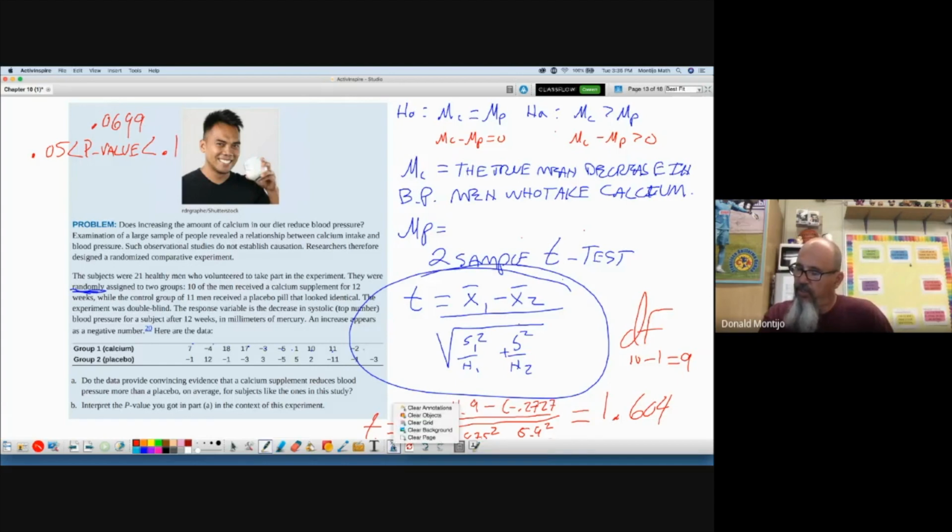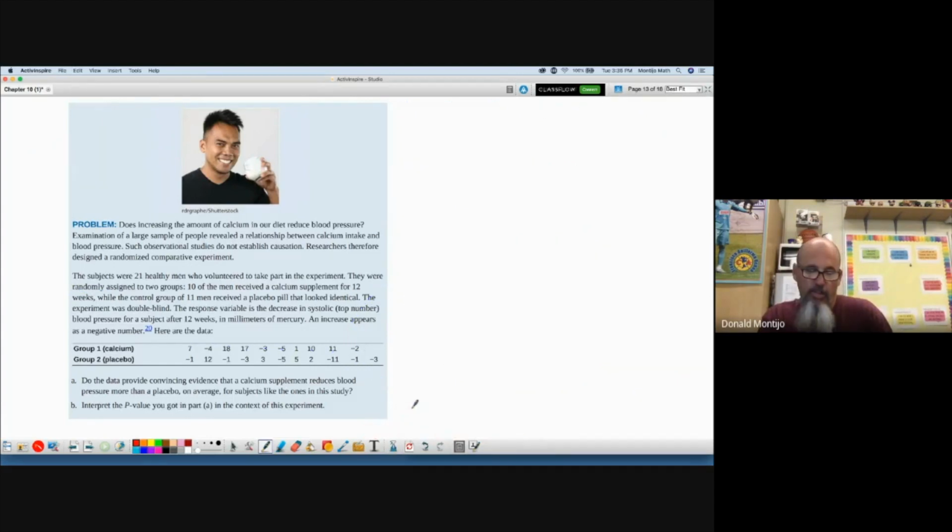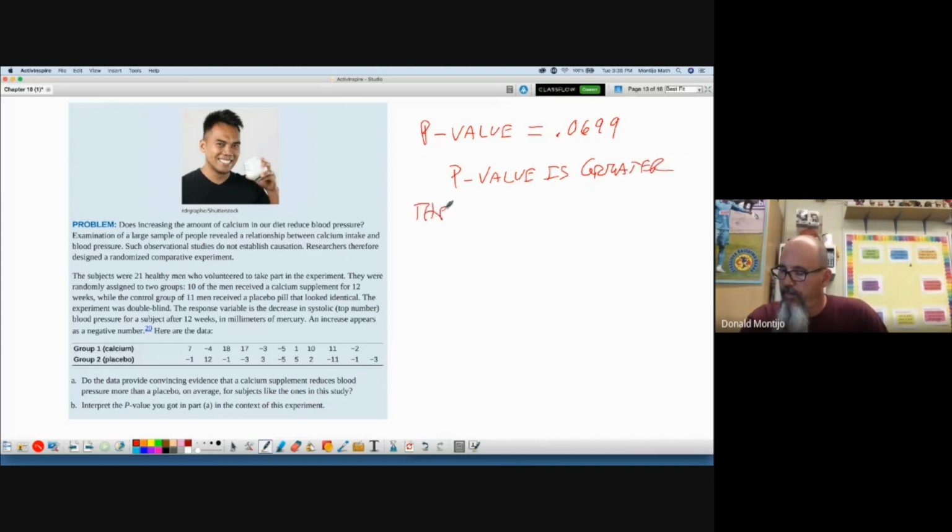So let's finish this problem up by interpreting our results in context. So again, the p-value is equal to 0.0699. Since the p-value is greater than the alpha level, we fail to reject the null.